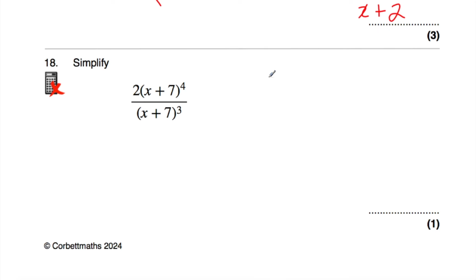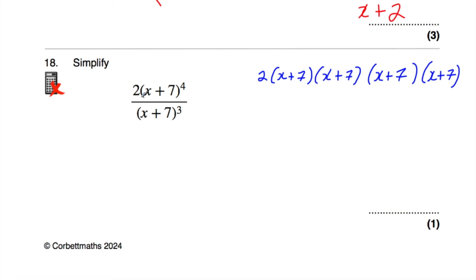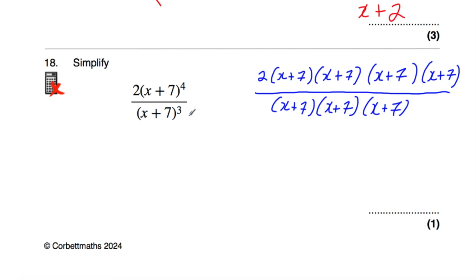So in terms of the numerator, that is 2. Then it's x plus 7 to the power of 4, and that means x plus 7 times x plus 7 times x plus 7 times x plus 7. So let's write that out. x plus 7, and then x plus 7. So that's the numerator. We've got two brackets, x plus 7 to the power of 4. And what that means is 2 times x plus 7 times x plus 7 times x plus 7 times x plus 7. And then in terms of the denominator, we've got x plus 7 cubed. So that's x plus 7 multiplied by x plus 7 multiplied by x plus 7, because it's x plus 7 cubed. We can now divide the numerator and the denominator by x plus 7.